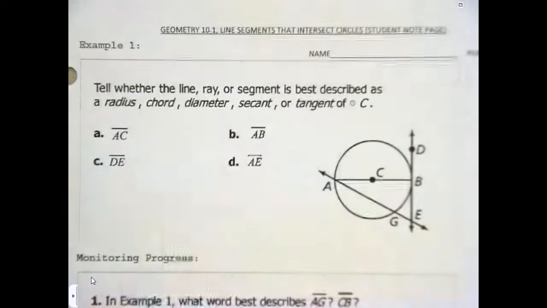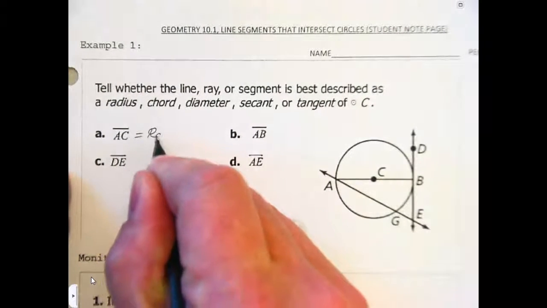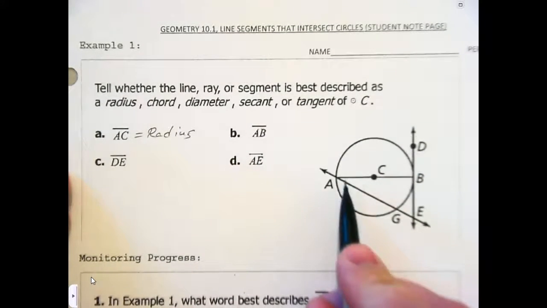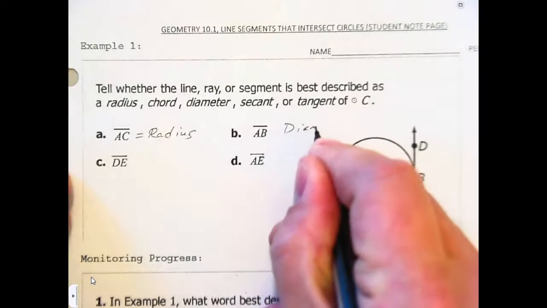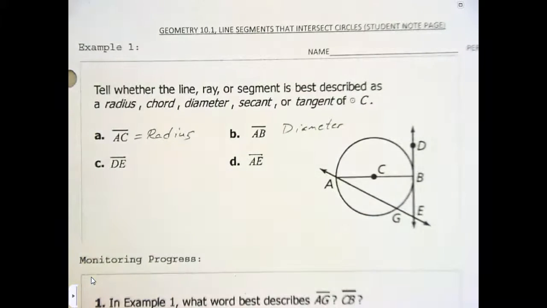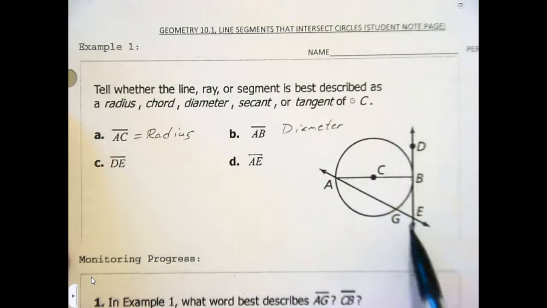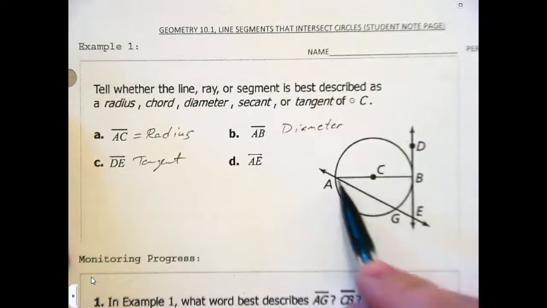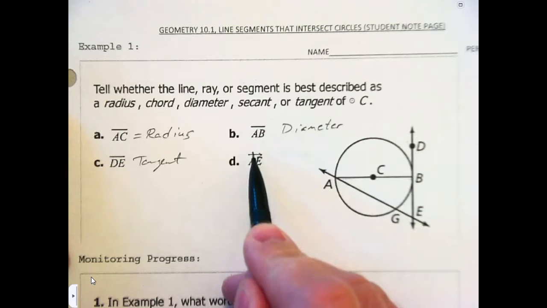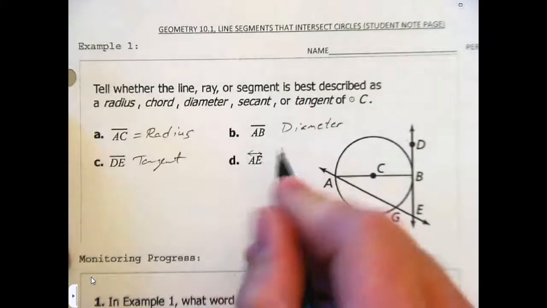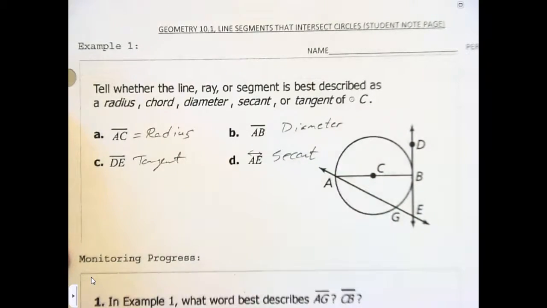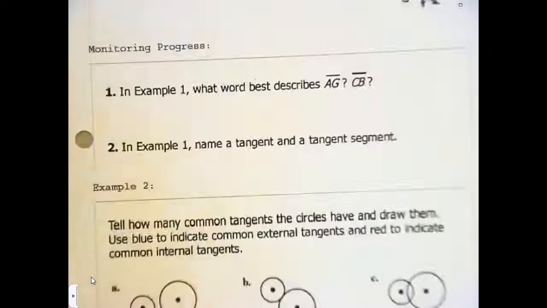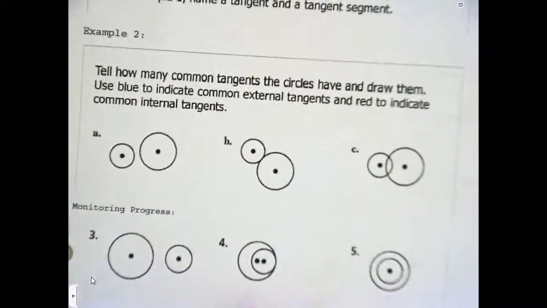All right, what is AC? It's a radius. Good. Okay, goes from the center out. What's AB? Diameter. The most specific name is what we want. We could also call it a chord, but more specific is a diameter. What is DE? Tangent. And how about AE? Secant. Okay, and notice this, it's hard to see the arrows there, but those are arrows, meaning it goes through. That's your secant. Okay. Any questions there? All right, I'll let you guys do 1 and 2 on your own later if you'd like. Just a little more there.